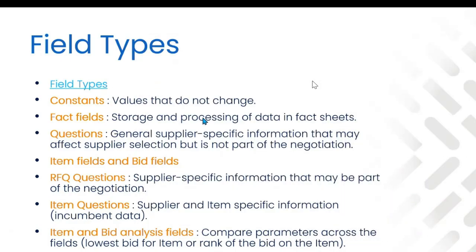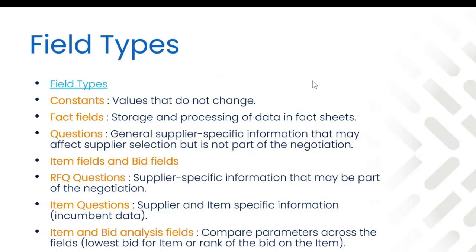So for field types, we have constants, which are values that don't change. We have fact fields that are used to store data, historical data. Your raw data is all stored in fact fields. We have questions, which are the fields that we use in questionnaires in the RFQ. This is specific information that is not used in the analysis unless we do an item question on it. And so it's not part of the negotiation, but can be used with some formulas. We have item fields and bid fields, as I explained before. The RFQ questions, item questions.